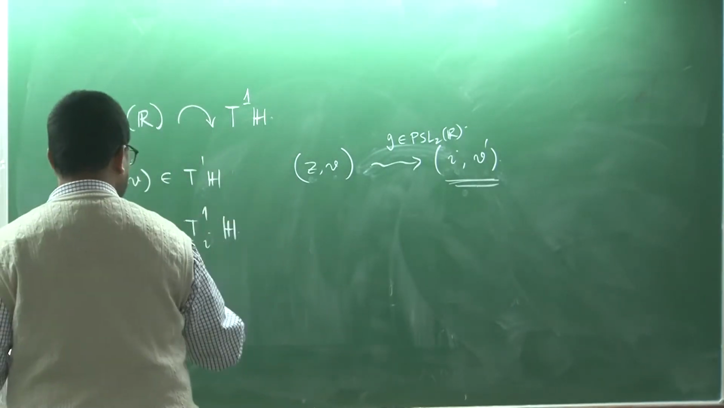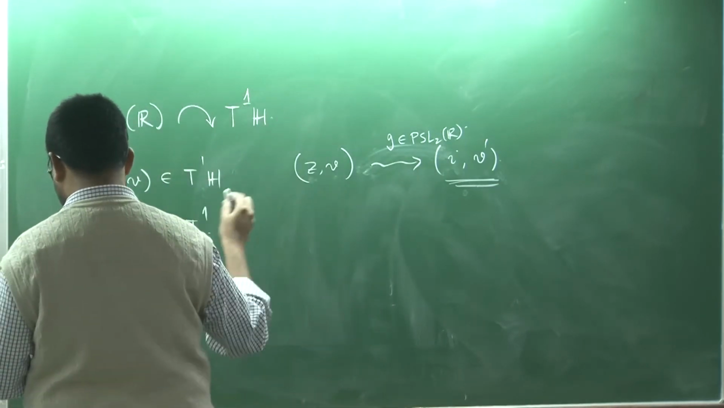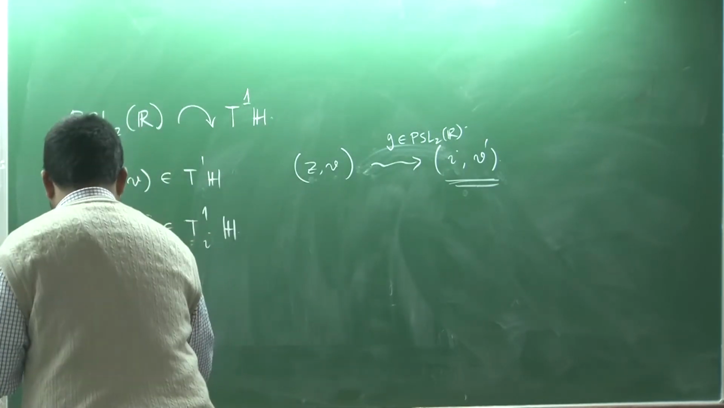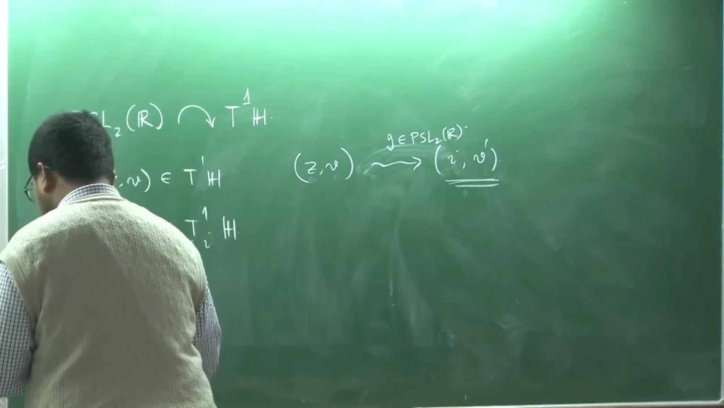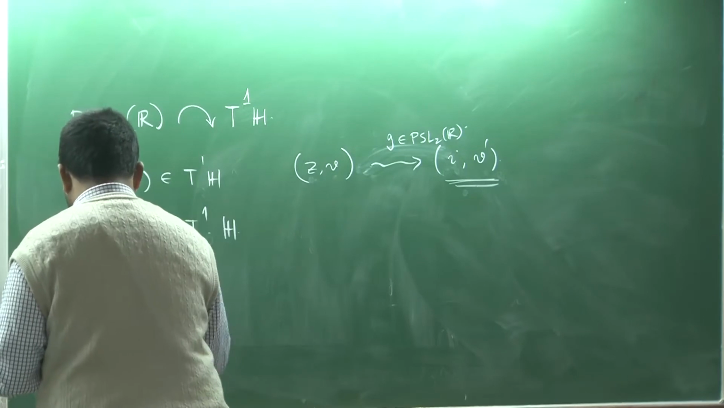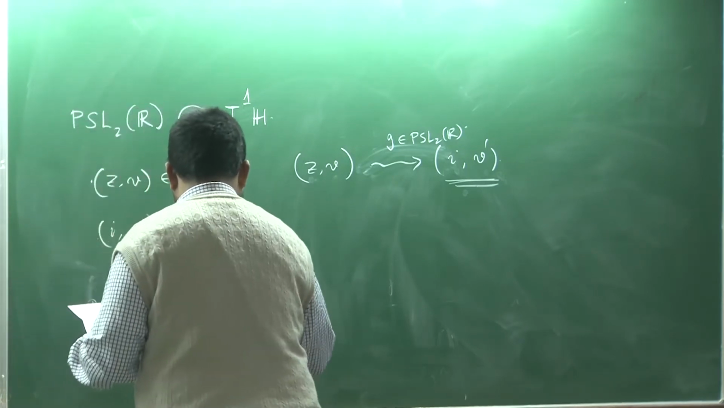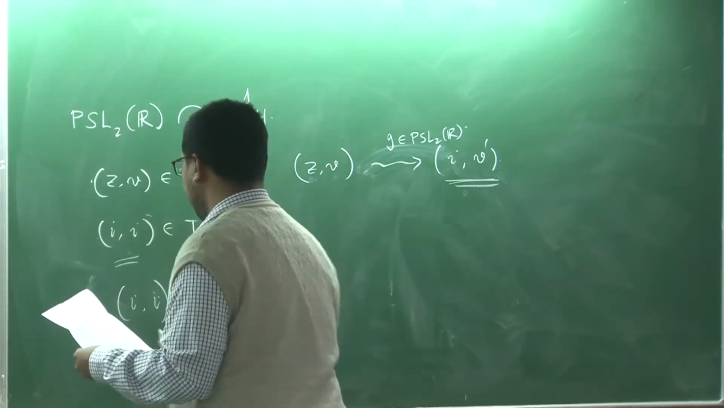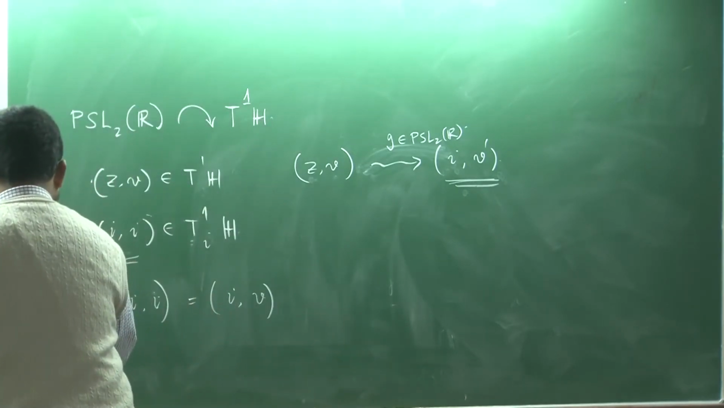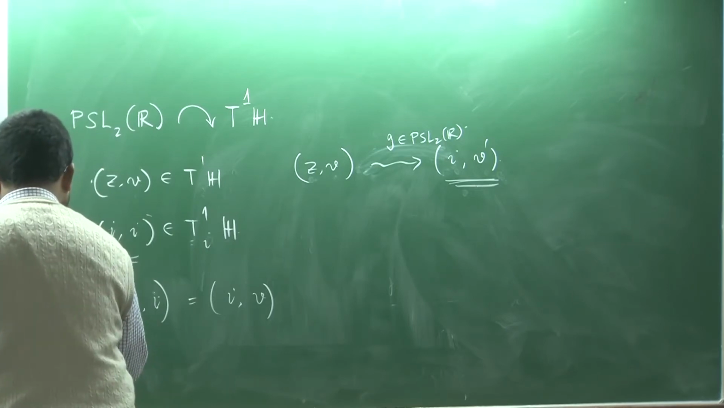So for simplification of notation, now let me drop the prime. Okay. So now I want a matrix G such that when it acts on (i, i), we must obtain (i, v). So let us do that for any v. Let v be in C.